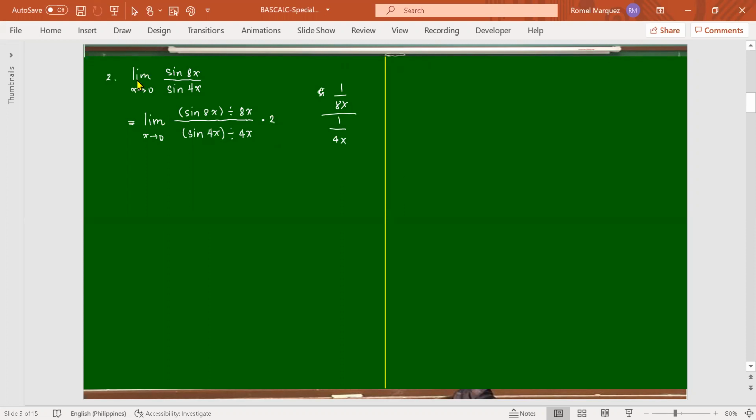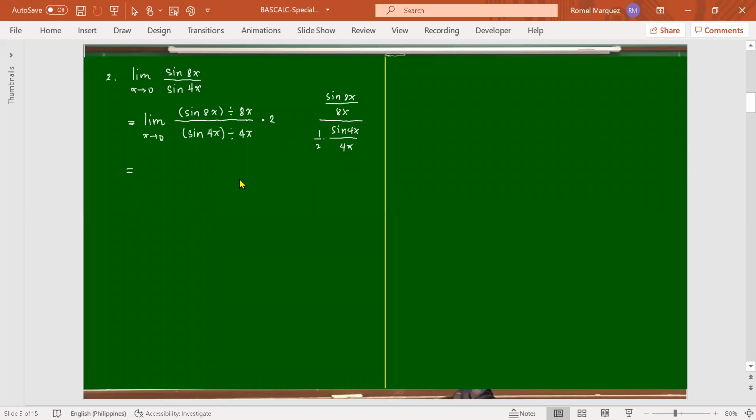Pakisimplify nga yan. Kung tama pag sinimplify yan, is it still the original? O, check natin, guys. So, sine 8x over 8x all over sine 4x over 4x. Dito ako maglalagay ng, ano, no? Para maging 8 times 2 times 1/2, times 1/2. Meaning times 2. Okay. Oh, is that correct now, guys?